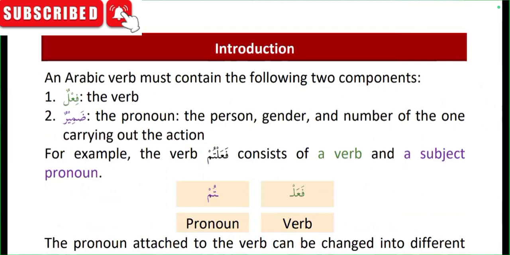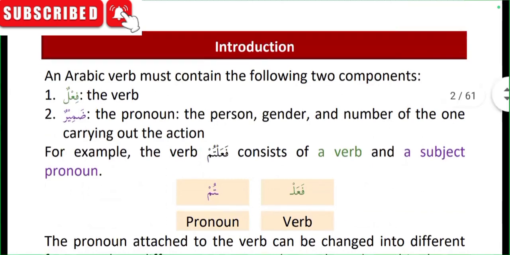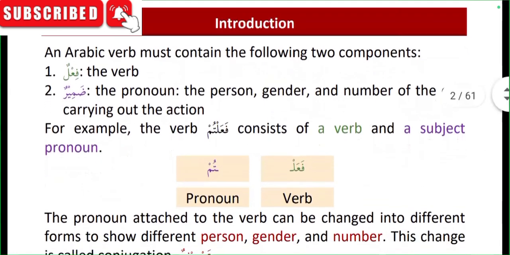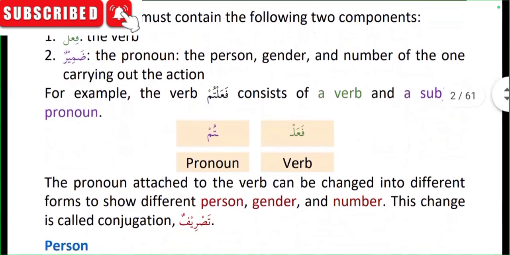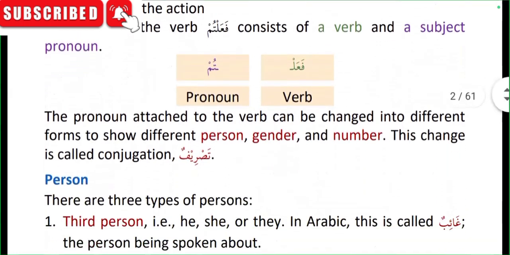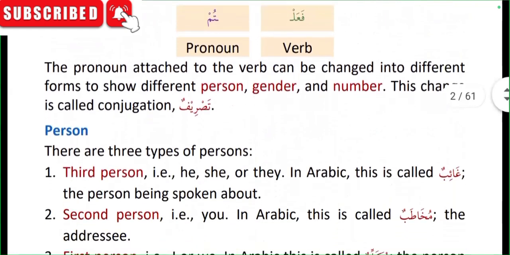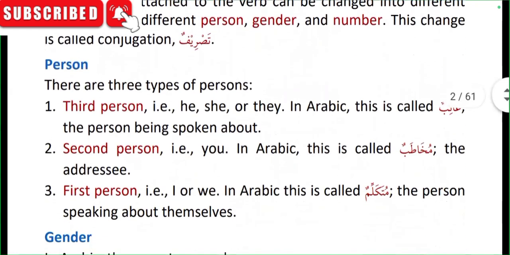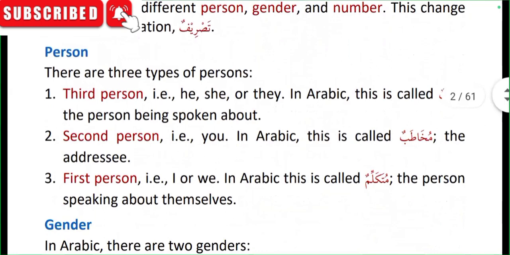So every fi'l in Arabic has a fa'il with it, which is in the form of damir, which may be in one of the two forms, either a damir bariz or a damir mustatir. Then that damir or the fa'il will either be the first person mutakallim like ana or nahnu, or the second person mukhatab like anta, antuma, antum, anti, antuma, antunna, or a third person ghaib, which is huwa, huma, hum, hiya, huma, hunna.